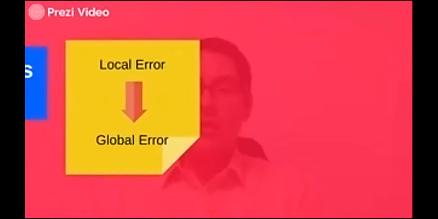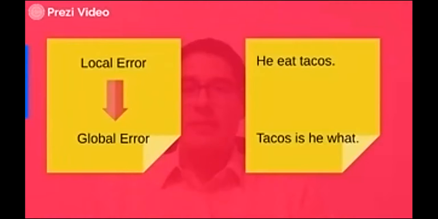It explains it here. A local error is, for example, "he eat tacos," because it's a small problem, small mistake, but I still understand what the speaker says. A global error, "taco is he what?" And this is the problem where I say, I'm sorry, I don't understand what you mean. That is the difference between a local error and a global error.